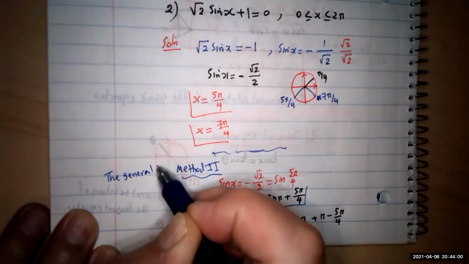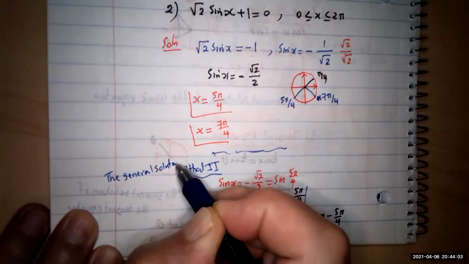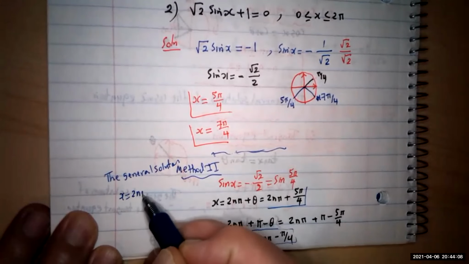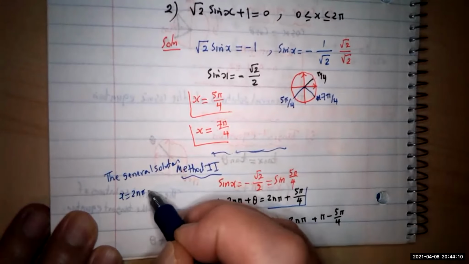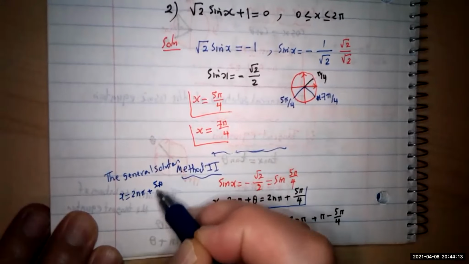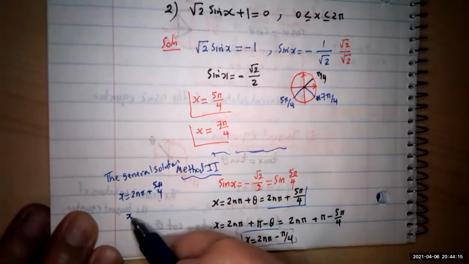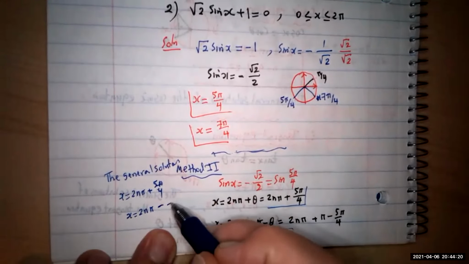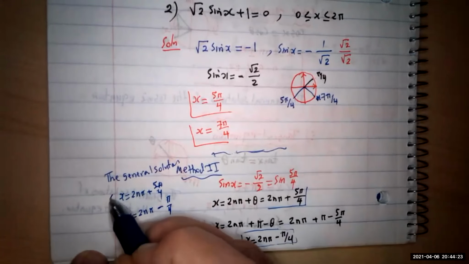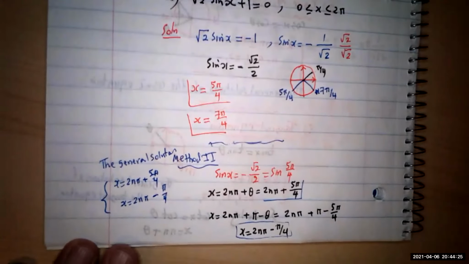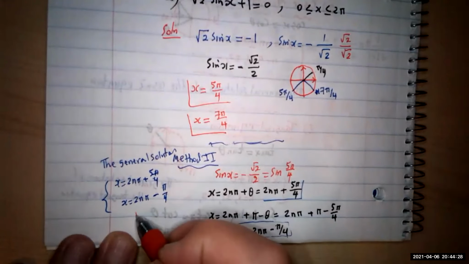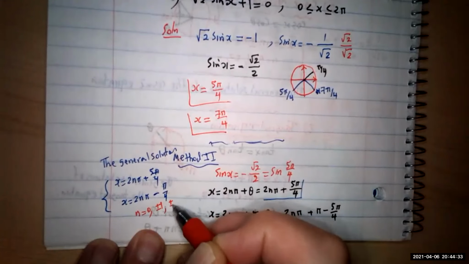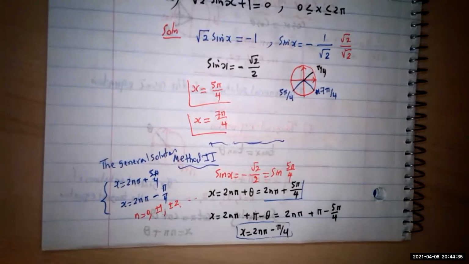General solutions. So your general solution is going to be two groups. x equal to 2n pi plus 5 pi over 4, and x equal to 2n pi minus pi over 4. These are your general solution. Okay, so these are going to be the general solution, but you can use n equal to 0, positive negative 1, positive negative 2, etc. But you are not done.